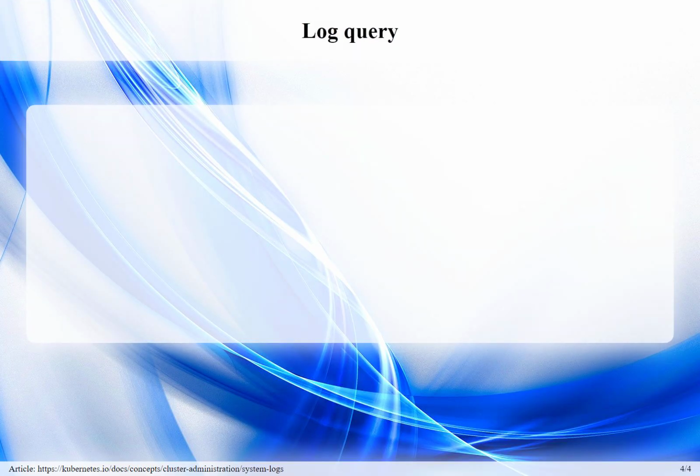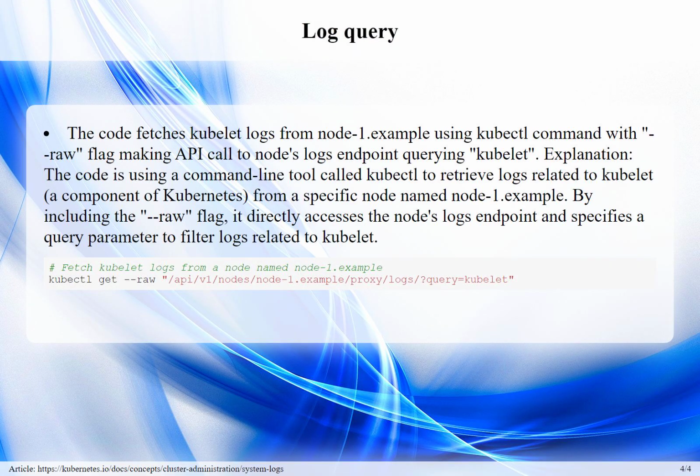Log query. The code fetches the kubelet logs from a node named node1. Example using the kubectl command with the --raw flag to make a direct API call to the node's logs endpoint with a query parameter for kubelet.